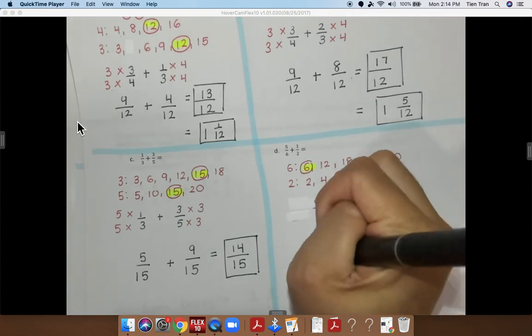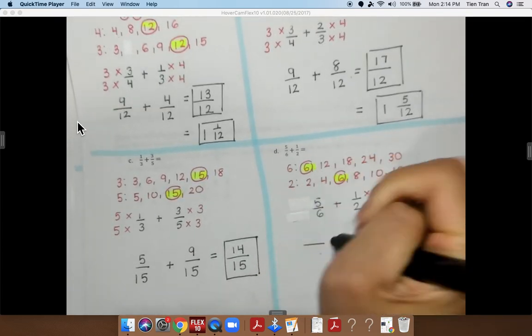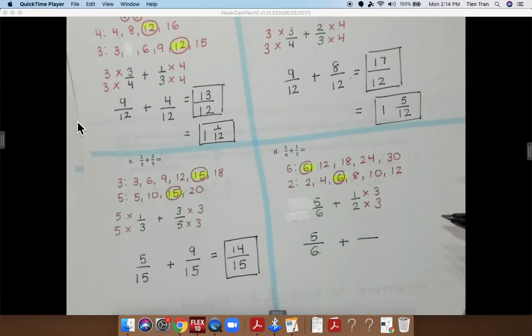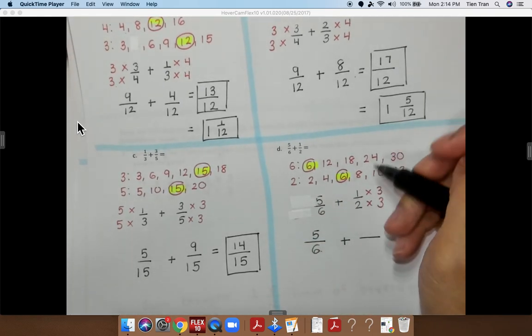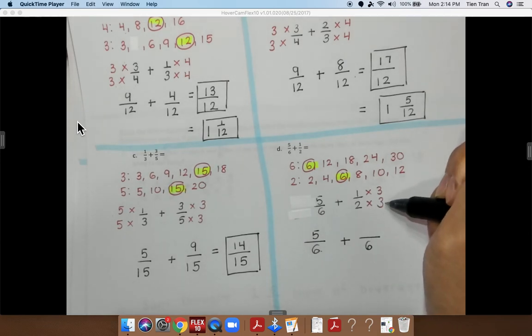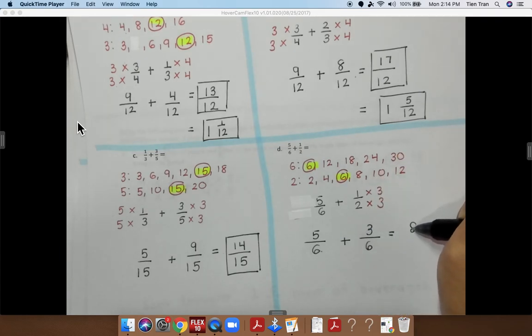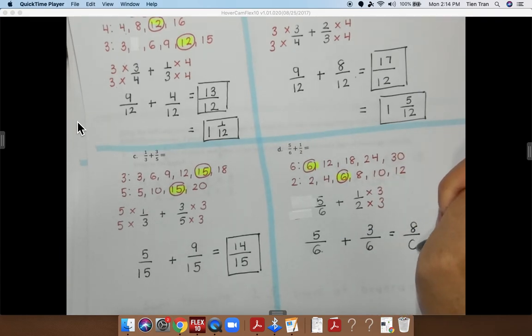This one I can leave alone as 5/6. I don't have to multiply the top or bottom, so I'm going to leave it alone. And on this side, I'm multiplying times 3 because I want 6. 2 times 3 is equal to 6 for my denominator, and 1 times 3 is equal to 3. 5 plus 3 is equal to 8, and 6 is my denominator.